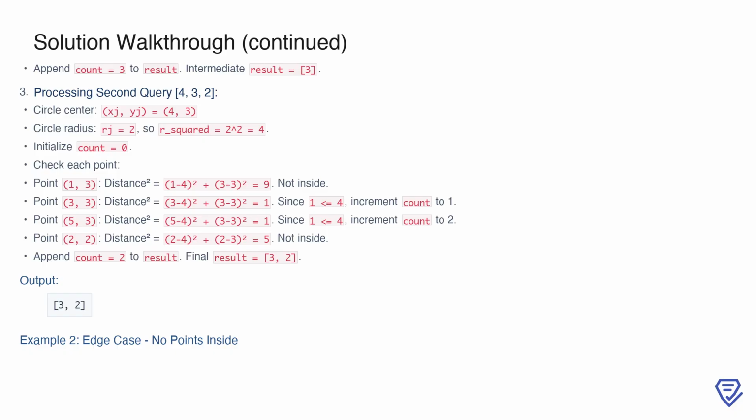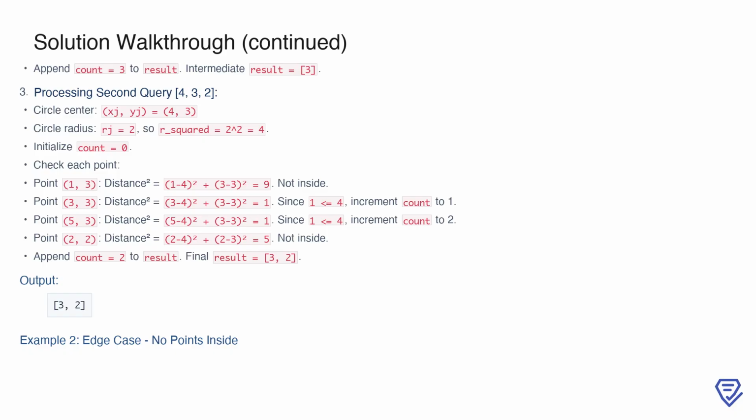Now, we move on to the second query. This circle is centered at (4, 3), with a radius of 2, meaning the squared radius is 4. Again, we initialize the count to 0 and evaluate each point. The first point, (1, 3), has a squared distance of 9, so it is outside the circle. The second point, (3, 3), has a squared distance of 1, which is less than or equal to 4, so we increment the count.